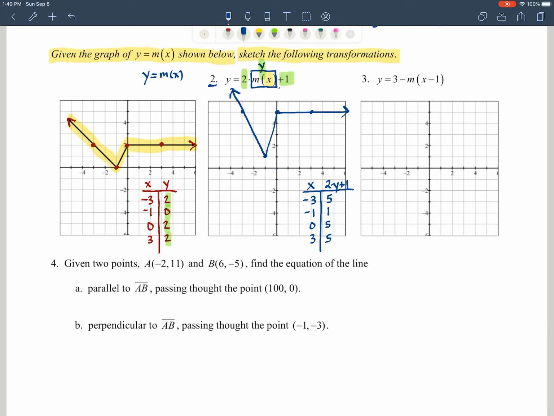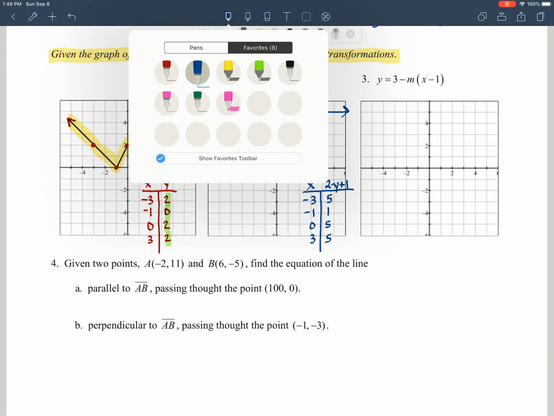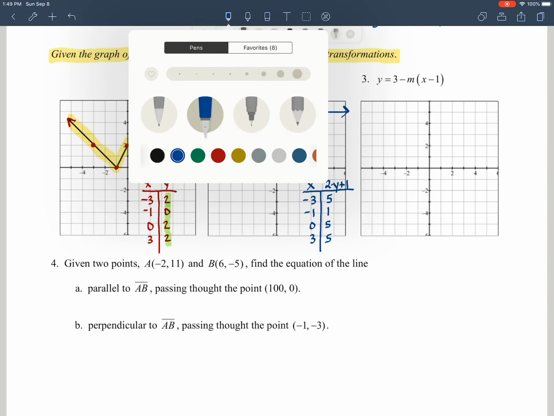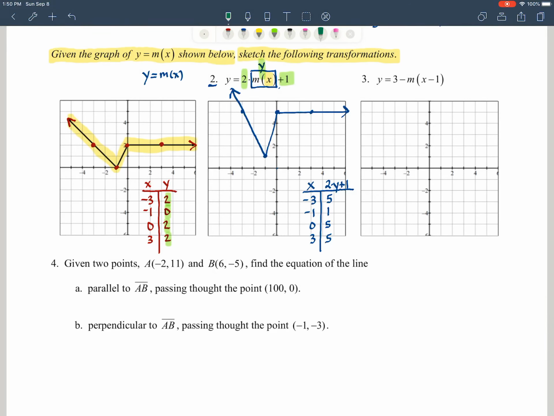For our graph on number 3, we're going to need to probably make another table again. I might need to come up with a color that we don't have. Let's try green here. All right, so we're going to take it now, and let's say we've got a table here. And remember, we're going all the way back to the original graph. We're not using number 2. We're going all the way back to our original graph right over here.